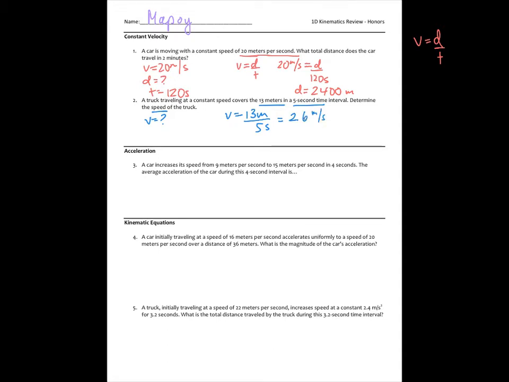There we go. Next, when we have acceleration, that's when we start to use the other 3 equations. But this is the initial equation we learned for acceleration, where a is equal to delta v over t, and Vf minus Vi is the same as delta v. Alright, a car increases its speed from 9 meters per second to 15 meters per second in 4 seconds. We're looking for the average acceleration.